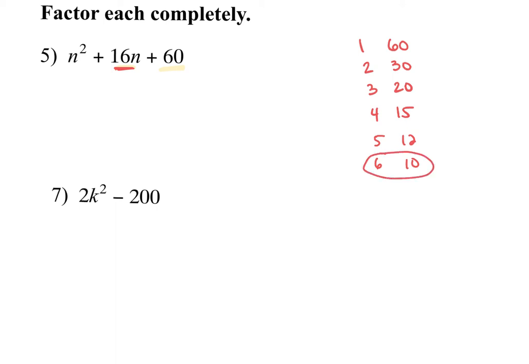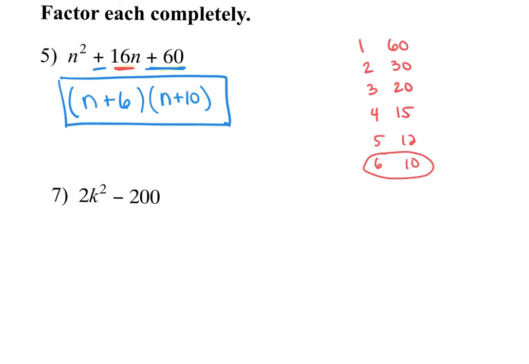So once you've done that, you don't have to factor by grouping. When you have a 1 in front, you can just go straight to your answer. So your answer here is going to be those 2. We are same sign because we're getting a positive 60. And that sign is going to be a plus. So we're going straight to n plus 6, n plus 10. Quick check, you can just FOIL it if you want to. But this would be your answer right here.